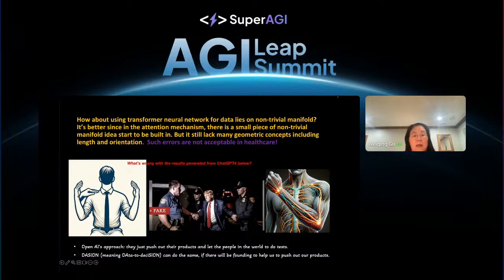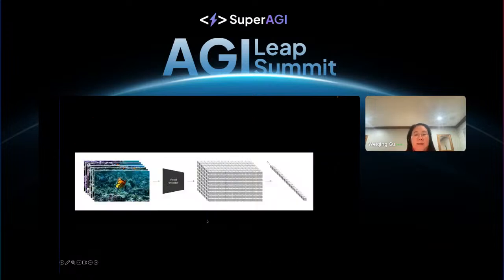Now this one looks very good. Who can tell me what's wrong with it? Actually, the problem is the length of the arm. His arm is too short. They don't have geometry inside. They just have images chained together. That's the problem. Okay, now let's look at the current most advanced technology, OpenAI's Sora.